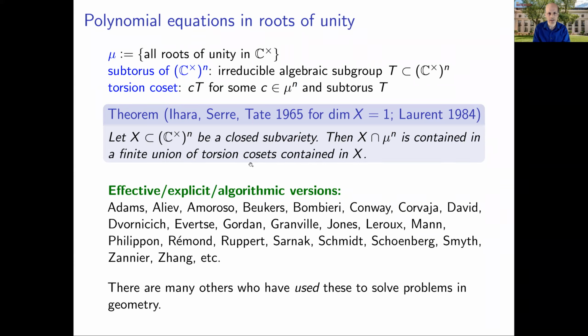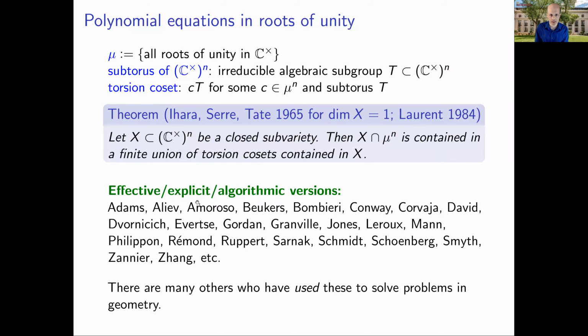So there's a very nice structure theorem. It's proved by all these people in the one-dimensional case, and then the general case was done by Laurent. And not only is there a theoretical result, there are also effective versions of it, where in principle, given the equations of X, you can actually find these torsion cosets. And so that means you can write down all these roots of unity solutions in terms of finitely many parameterized families, and maybe some isolated points as well.